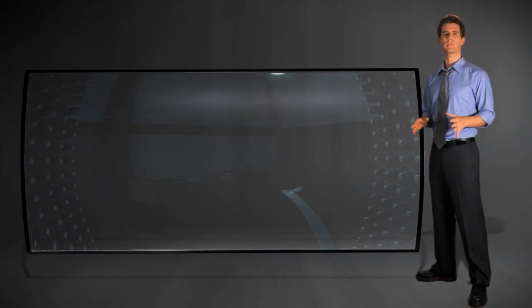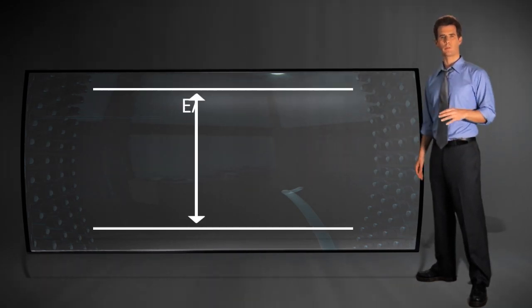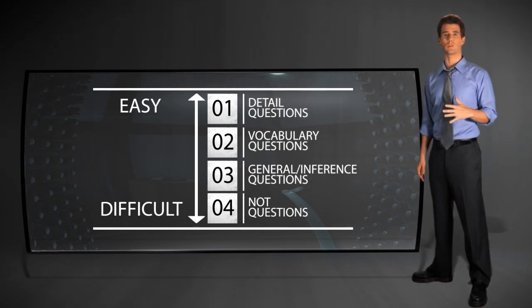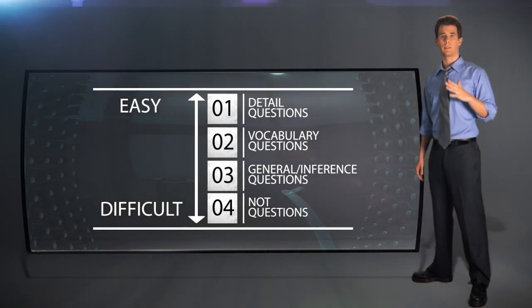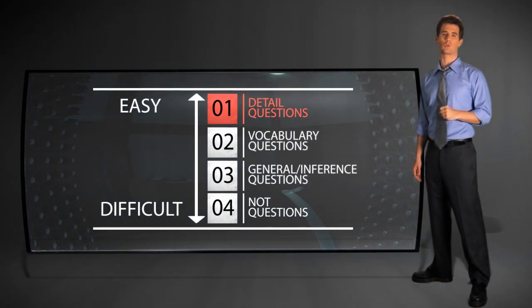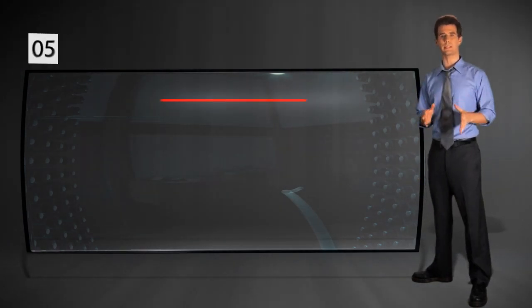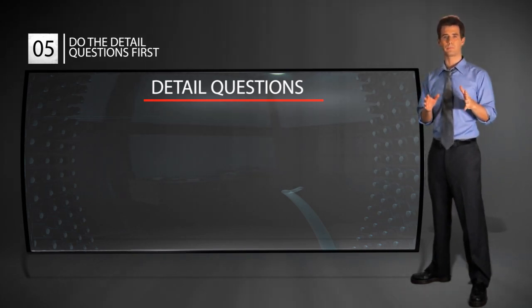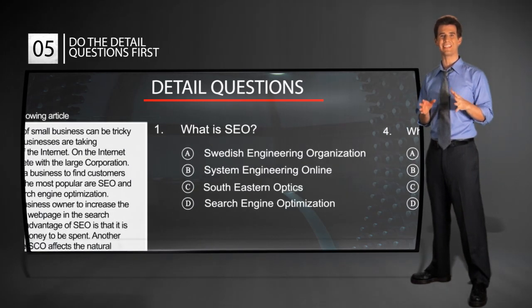So we want to do these questions in a certain order. We want to do the easiest questions first and the most difficult questions last. The easiest questions will be the detailed questions. When we see a detailed question, what we should do is look at the question and try to pick out the key words in that question.